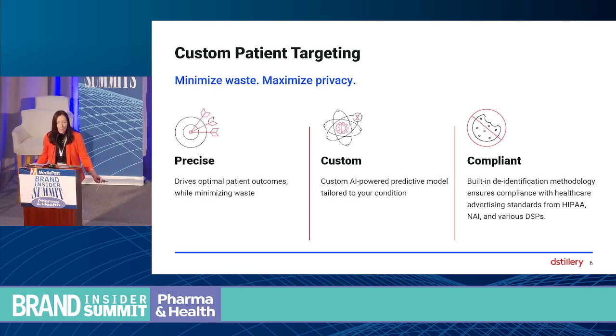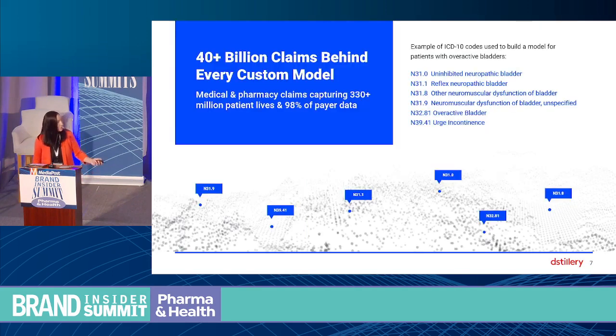So I'm going to talk about how we build the model. There's two parts to the model. The first one is leveraging claims data sourced from Purple Lab. So we use Purple Lab's ICD-10 codes specific to the condition that you're trying to reach. We leverage over 40 billion pieces of claims data that touches over 330 million patient lives, and that represents 98% of payer data, which provides industry-leading patient data that drives both quality and quantity to every single model. So in this example here, we identified ICD-10 codes that were indicative of those patients with overactive bladder.